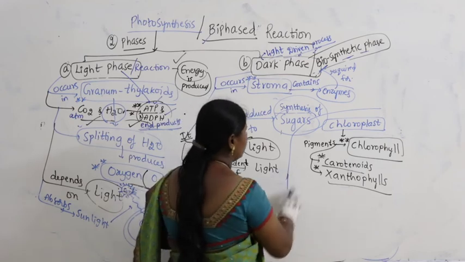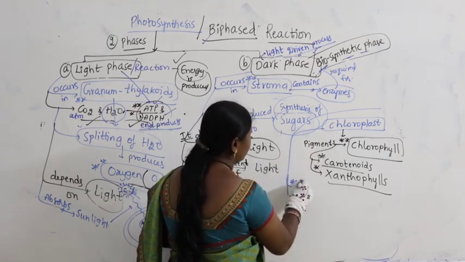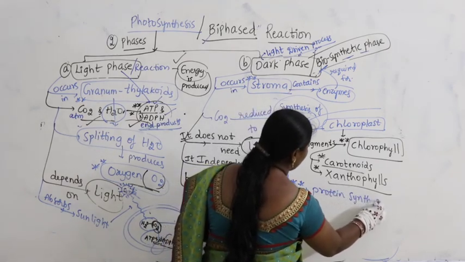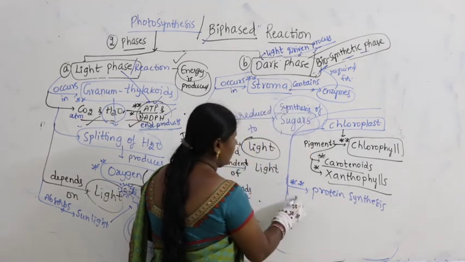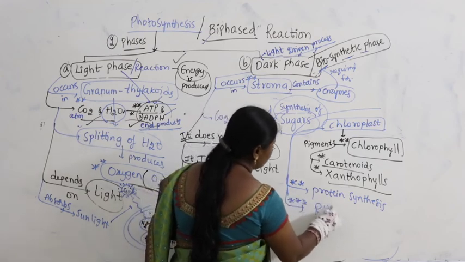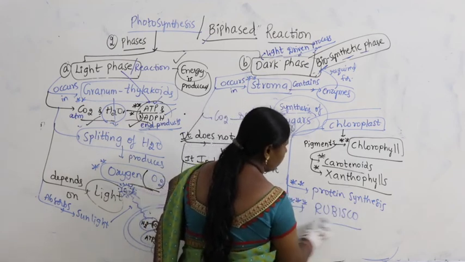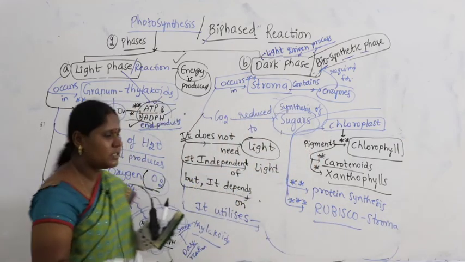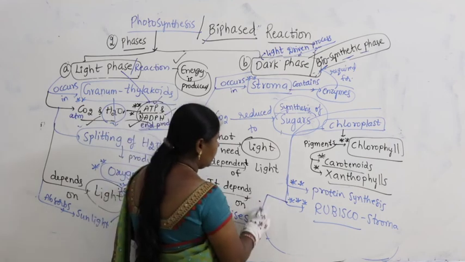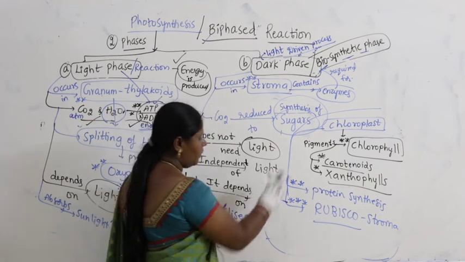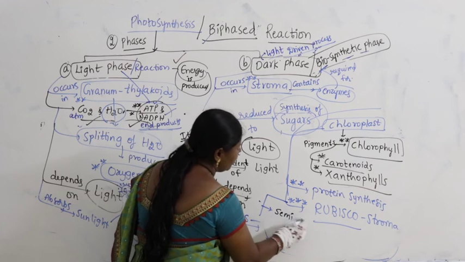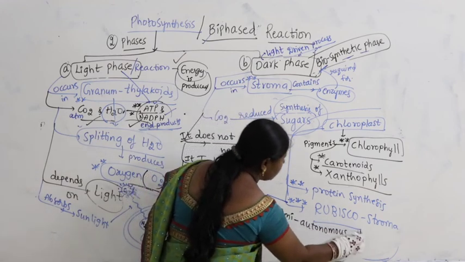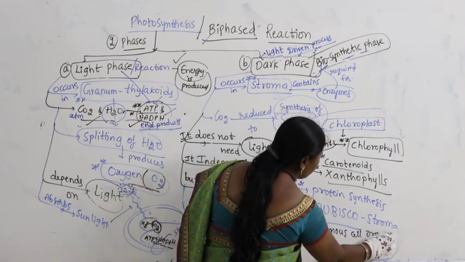Now, looking at the chloroplast and chlorophyll, what else can you study here? The chloroplast is also involved in protein synthesis. And what is the major protein we take? Rubisco. Where is the rubisco present? It is present in the stroma. The chloroplast is also called a semi-autonomous cell organelle.